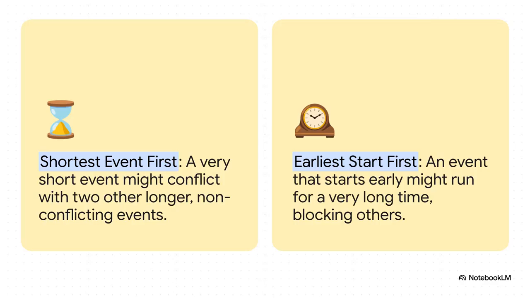Think about it. If you pick the shortest event, what if it's a tiny 30-minute meeting right in the middle of the day? It could block you from attending 2 different 2-hour events, one before and one after. Not good. And picking the earliest start time, that's a trap too. What if that 9 a.m. event is an all-day conference?